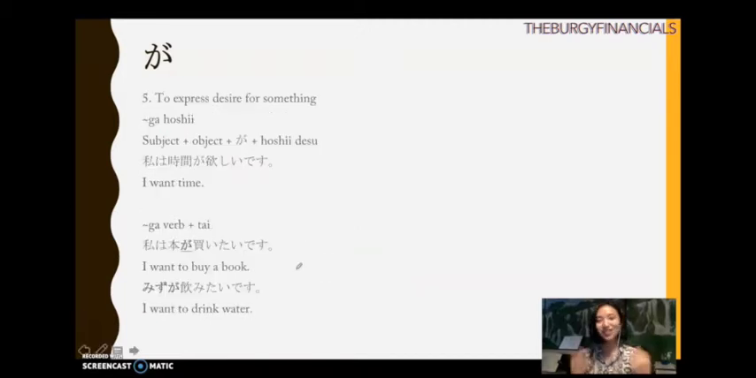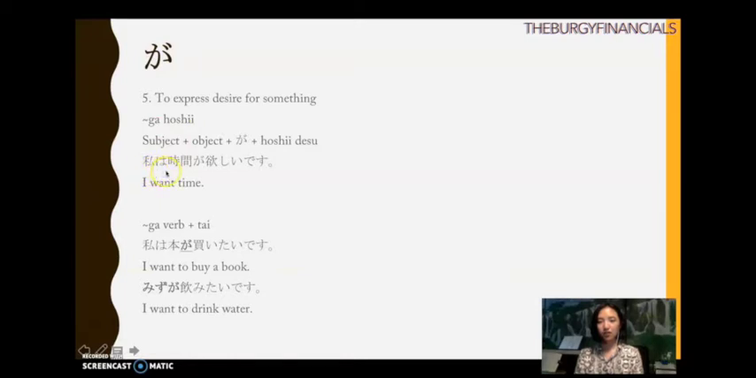And lastly, you use ga to express desire for something. So you use ga with hoshi. Hoshi means to want. So the pattern would be subject plus object plus ga plus hoshi desu. So you want to say, I want more time. You desire more time. So ga hoshi would be used at the end of the sentence, and the middle of the sentence would be what you desire. In this case, you want time.